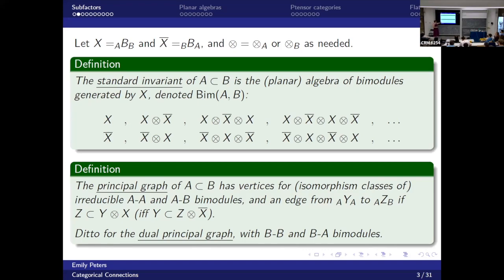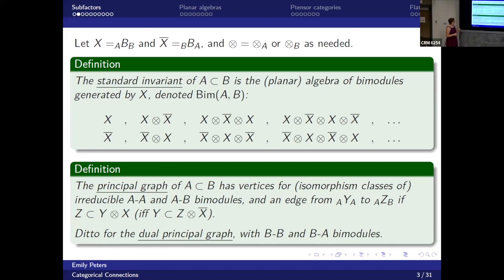what did I say here? When you tensor y with x, you get a copy of z showing up. Okay, and now we have a nice dual structure here for Frobenius reciprocity, meaning that this is a symmetric relation. Okay, shouldn't be obvious, but it is true. And so therefore, this is not an oriented graph, but an unoriented graph.